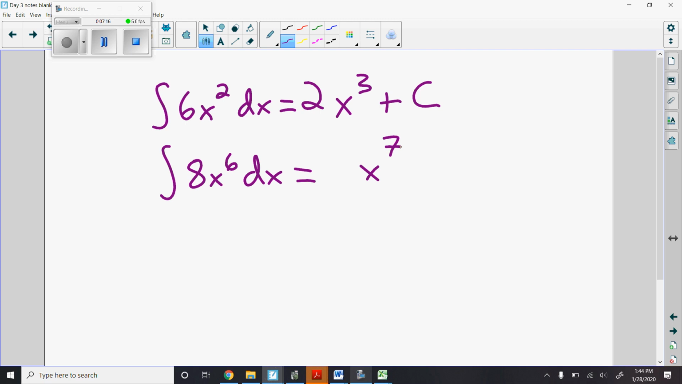If it was a 1, I'd get 7x to the 6th. If it was a 2, I'd get 14x to the 6th. So I realize that it's going to be a fraction here. 7 times blank equals 8.